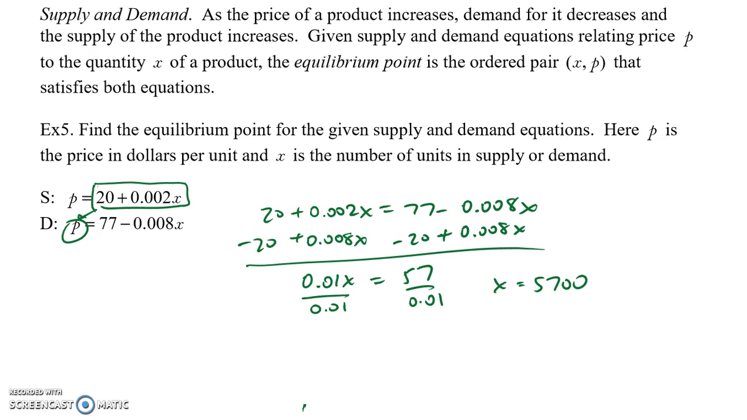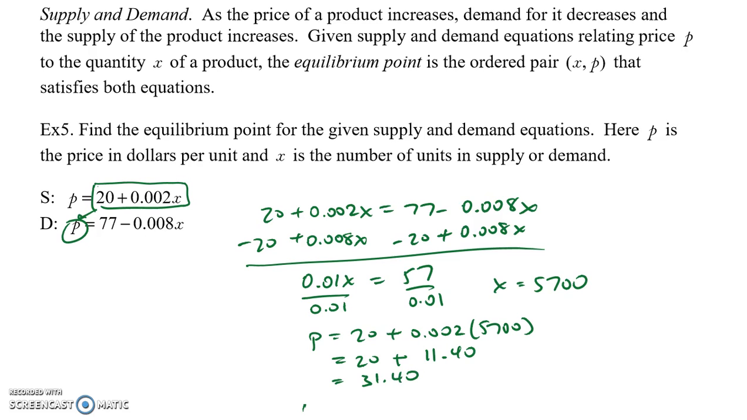So that would be our x, and then once we have our x, we can solve for p using either of the two equations, either the supply or the demand equation. So if I use, say, the supply equation, p is equal to 20 plus 0.002 times 5,700. That's our x. And that would give us 20 plus, so we have 0.002 times 5,700 is 11.4 or 11.40, since I can do dollars and cents. And that would give us 31.40.